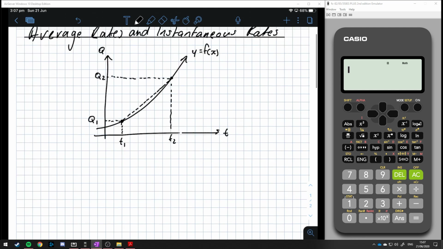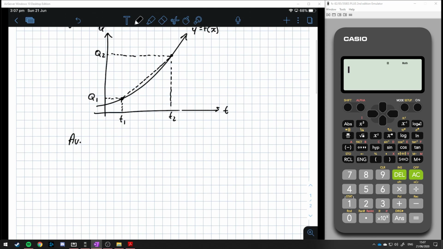Whatever the gradient is of that chord, it's going to give us the average rate of change between the two times. So to formalize this, average rate of change is equal to, and it's just the gradient formula, so in this case it's Q2 minus Q1 over T2 minus T1. Whatever this is, it will give you the average rate of change.